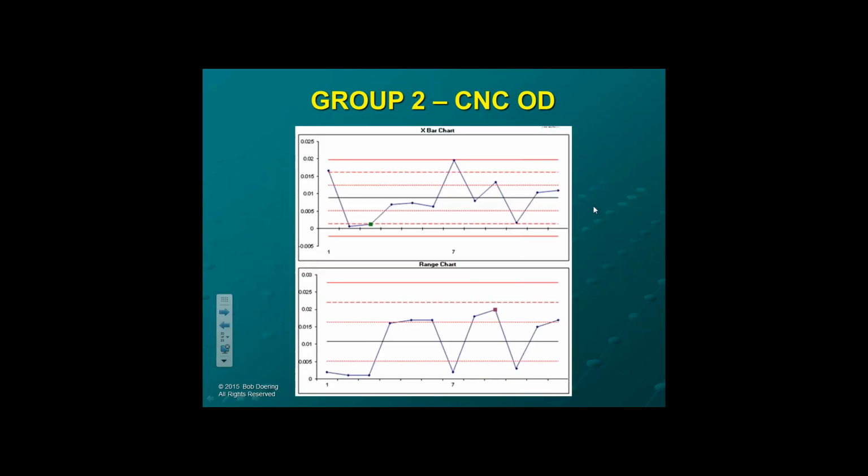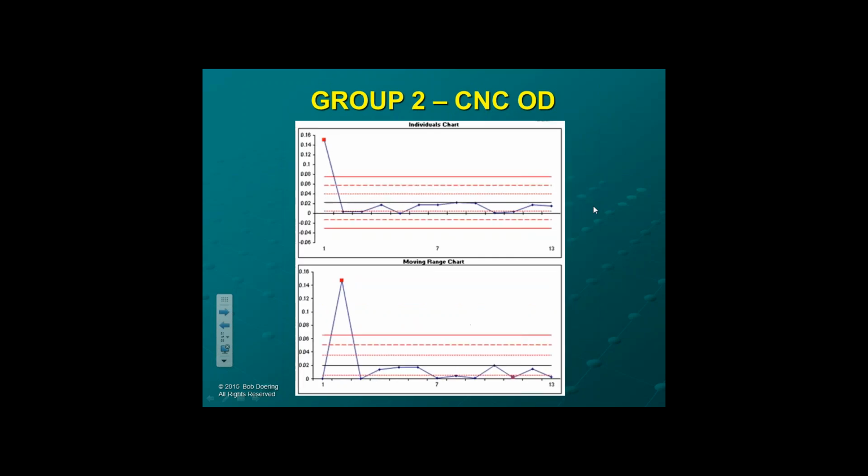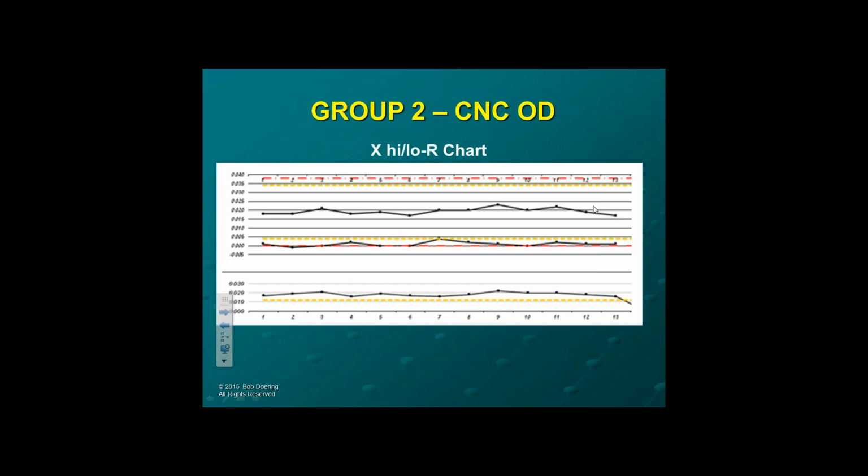Here it looks like the process is in control. You have random variation about the mean, and even the individuals chart, except for one point, seems to think that this is a very well-controlled process. If you had this on the shop floor, you would say, hey, we're doing really well. But when you take a look at the X-high-low R chart, you'll find out that this process is chaos.